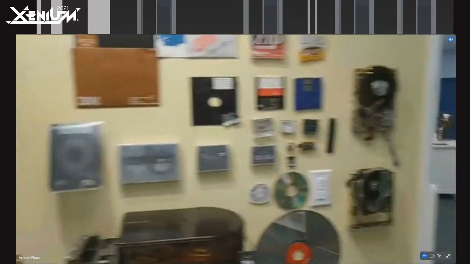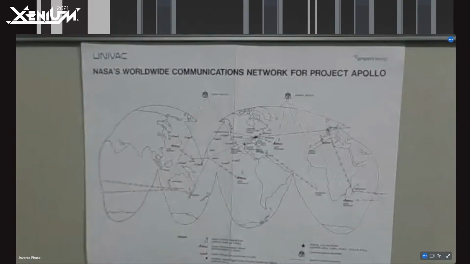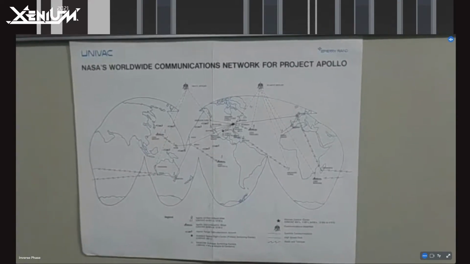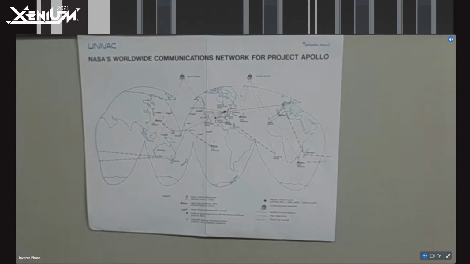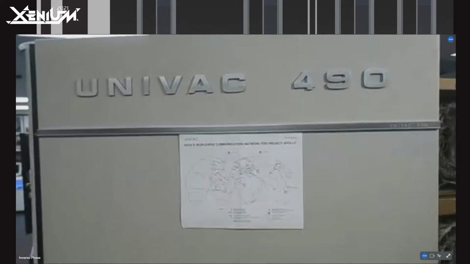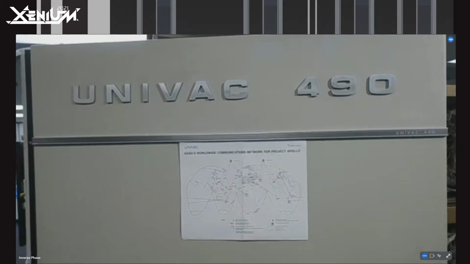I've ignored this until the very end on purpose. The coolest machine we have is probably the computer that ran the Apollo and Gemini space missions. Not the computer, but one of the computers. They had 6. A UNIVAC 490.